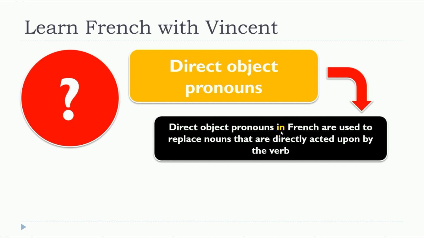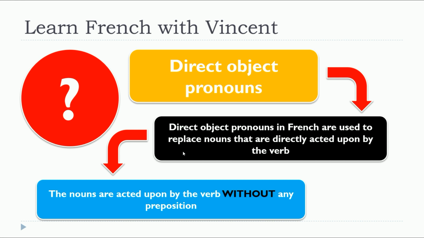Direct object pronouns in French are used to replace nouns that are directly acted upon by the verb. So that's what they are. And the second thing that is extremely important, the nouns are acted upon by the verb without any preposition. That's the reason why we call them direct. It's because it's without any preposition.